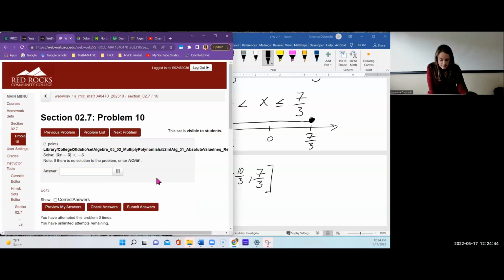Now let's take a look at this problem. On this problem, note that you have an absolute value less than a negative. We've talked about this, right? If I have an absolute value, this is a non-negative number, less than a negative number. The distance, it's already isolated. So the distance of 3x minus 3 from 0 on the number line is less than a negative 3. No distance is less than negative 3. So there's no answer to this solution. None.